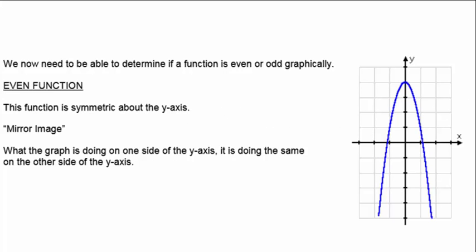When we're looking for a function to determine whether it's even or odd graphically, we're going to look for some symmetry. If a function is symmetric about the y-axis, that means it's creating a mirror image over that y-axis, it would be considered an even function. So if you look at your y-axis and we drew in where the mirror is, what's happening on one side of the mirror would also be happening on the other. Here we have this function that's symmetric about the y-axis, so it would be considered even.